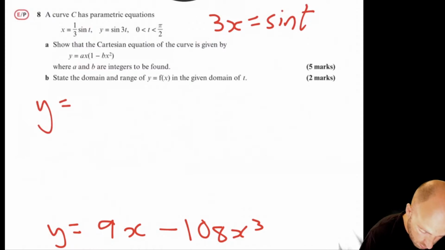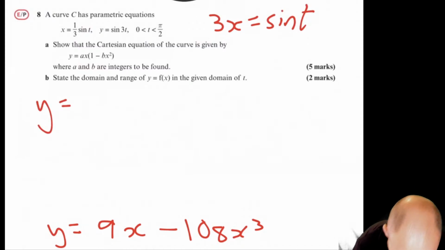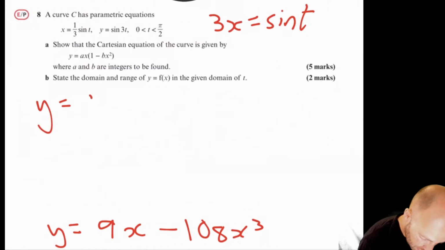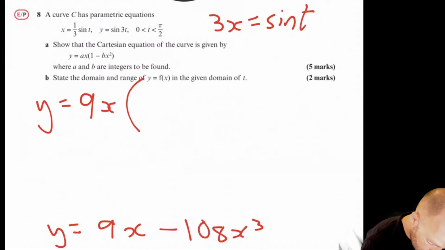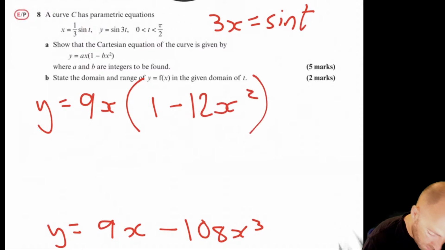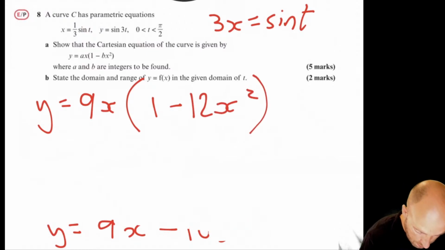So y equals, does that divide by 9? Yeah. So we get 9x(1 minus 12x squared). There we go. Right, state the domain and range of this in a given range of t. Okay.